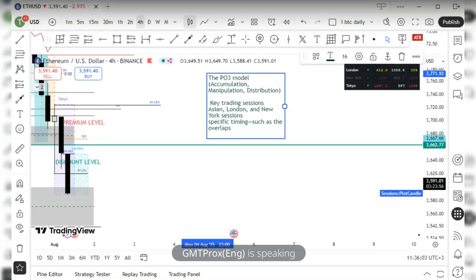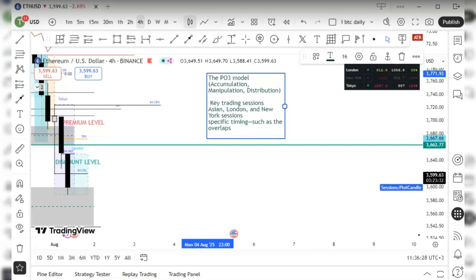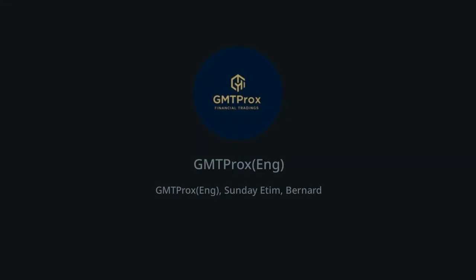So, accumulation, transition of accumulation to manipulation. Manipulation means liquidity is increasing and the volatility is increasing compared to accumulation. So you pay attention to these times, the key timings, and these time frames here.